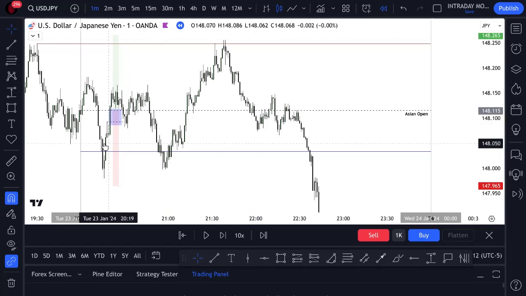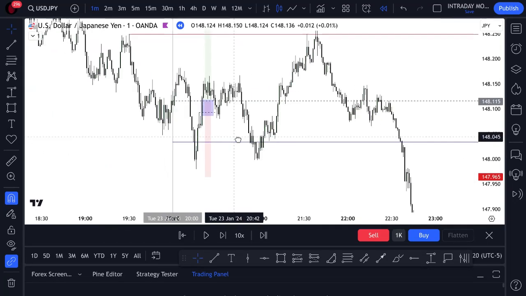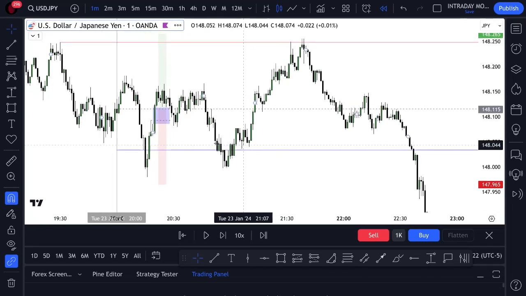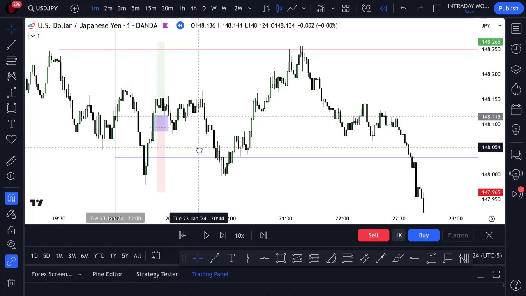We do see other fair value gaps, of course. I know people will mention that. What about this BPR, this balanced price range? What about that fair value gap? I'm not looking for that fair value gap. The entry technique remains the same in each one of these episodes.